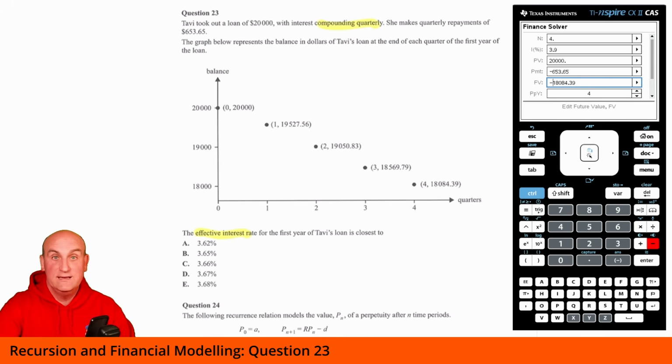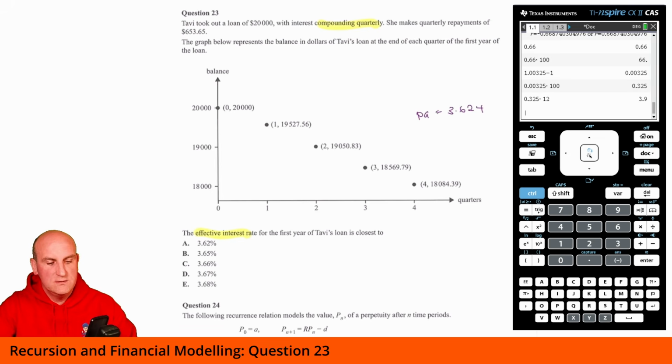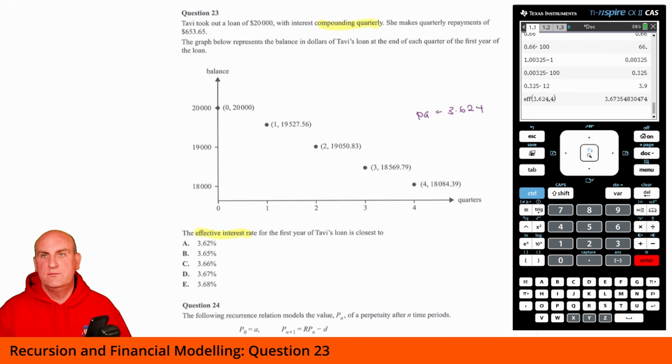And I love the fact the calculator tells you. So if I go to my interest rate there, I get 3.624. So my PA is 3.624. So now I'm going to go to my effective one. So EFF, there's a menu function for that. 3.624, comma 4. Hit enter gives me 3.67. So there we go. So I'm going to go for D as my answer there as 3.67.